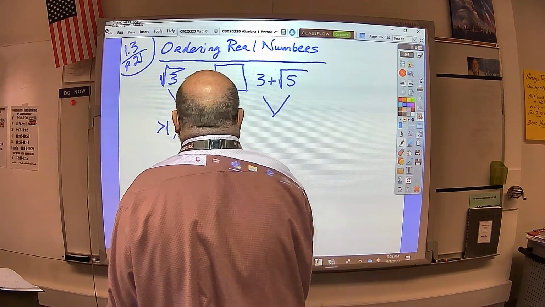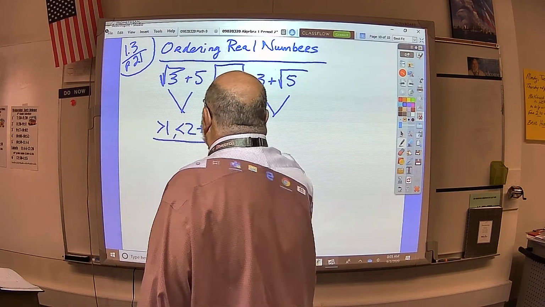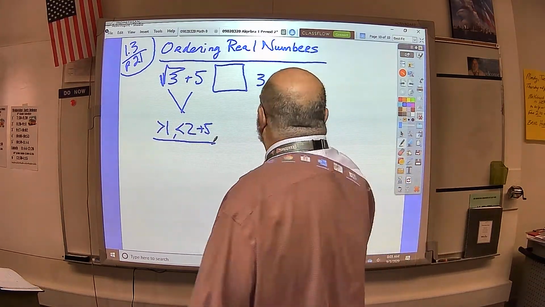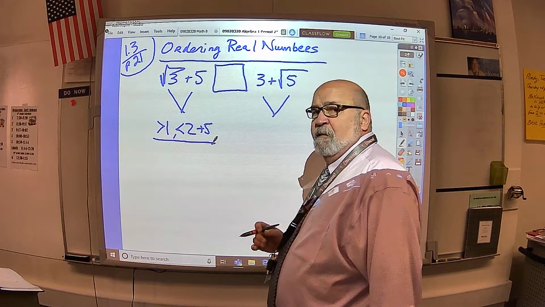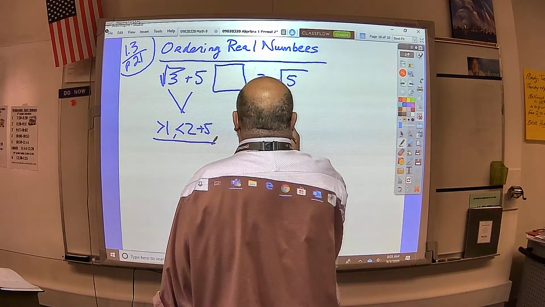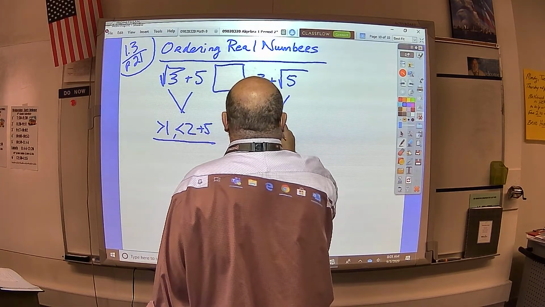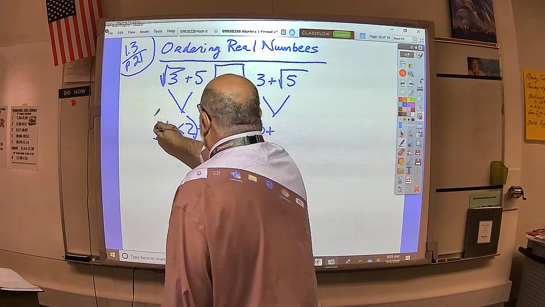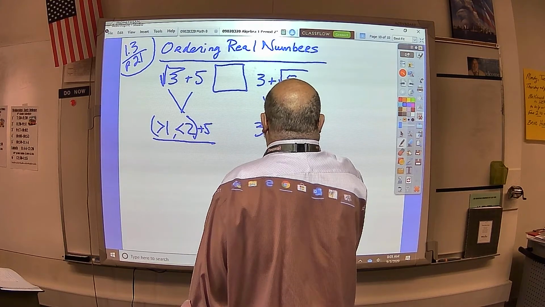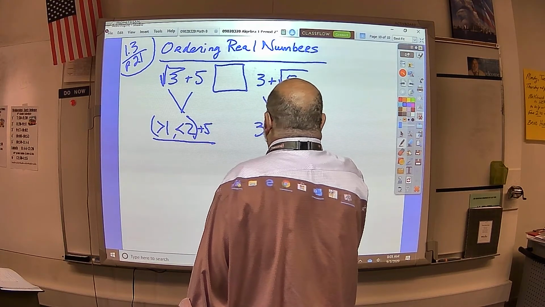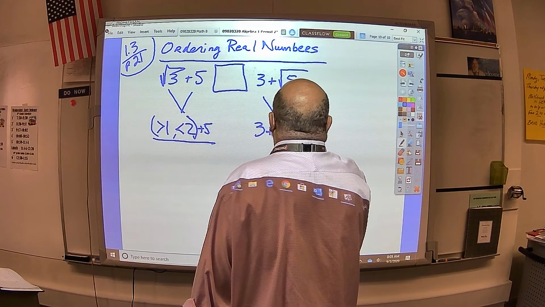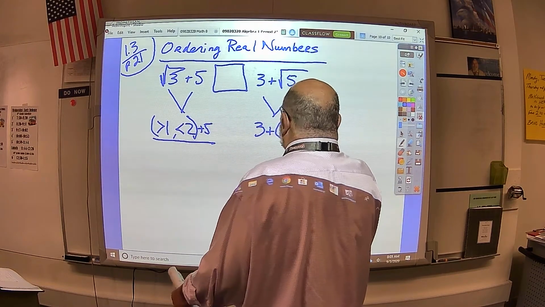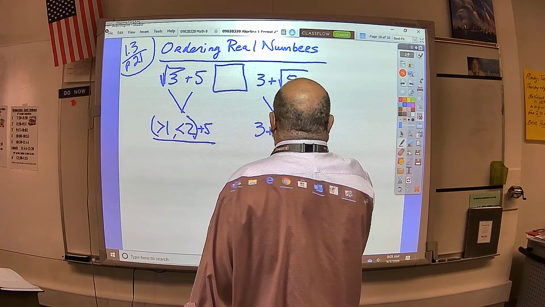So this is our value. We're talking about estimating our value. So we're going to look over here and estimate this value as well. This is 3 plus a value that is more than 2 and less than 3.